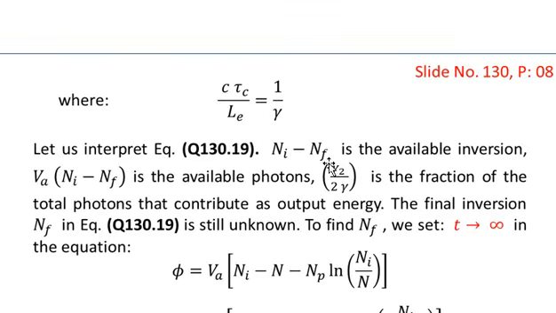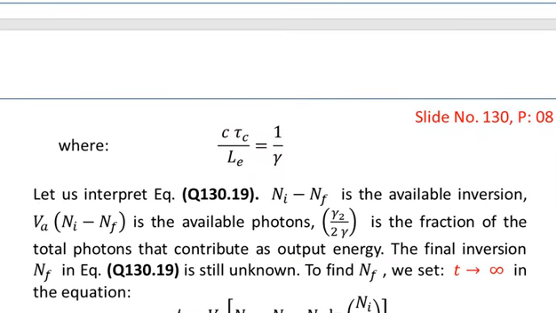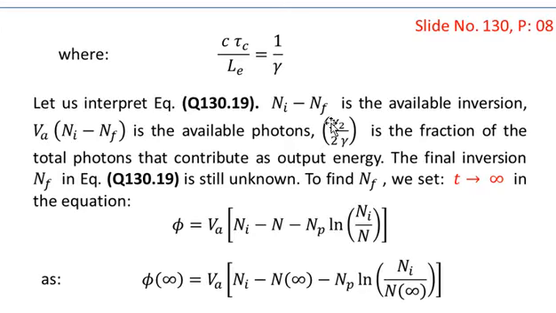Now let us interpret equation number 19. Ni minus nf is the available inversion, because after nf the inversion is nearly zero, and before ni the inversion is not present, because the maximum value of the inversion is ni. So ni minus nf is the available inversion. And if you multiply it with Va, where Va is the volume of the active medium rod, times Ni minus Nf is the available photons, because each population inversion species will give you one photon when the population decays.